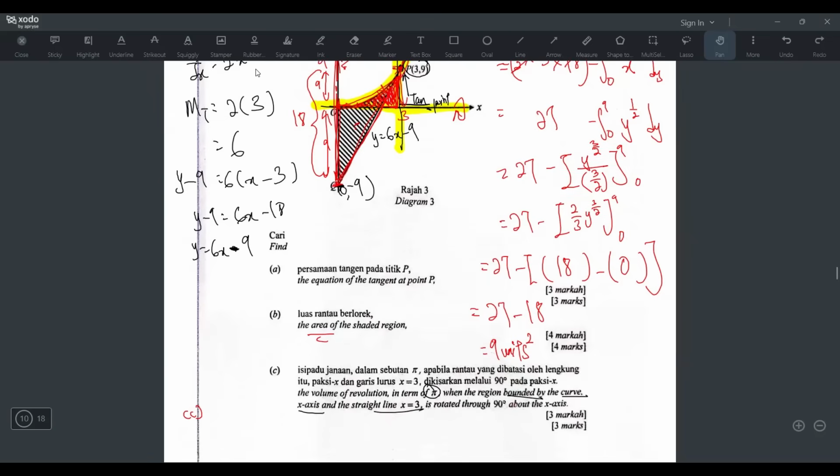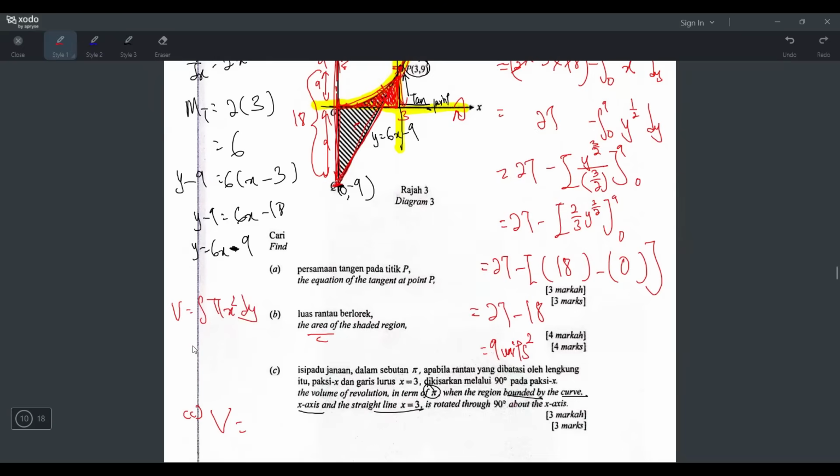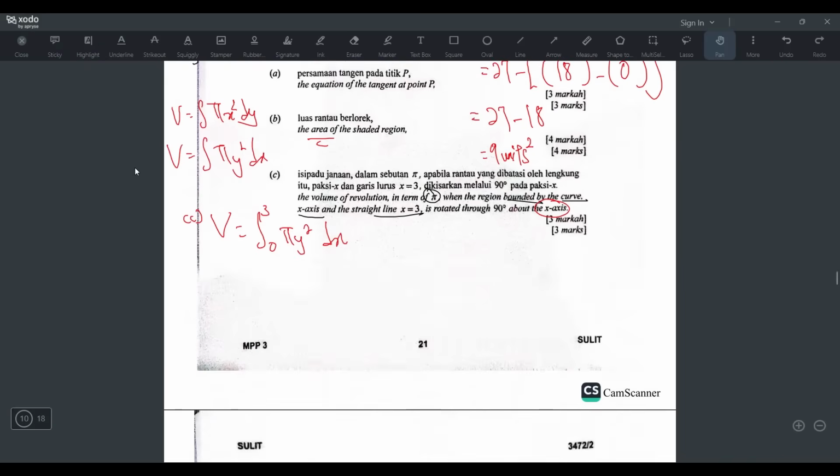So I will write the working now. The volume formula is integrate. For dy it becomes pi x square, but if it's dx here it will be pi y square. But this one you rotate about the x-axis, so it should be integrate dx, and then this will be pi y square, and the limits will be from 0 to 3. Yeah, this is how we do it. And you don't have to minus anything. No need, because this region is already between the curve and the x-axis, and this line is already a vertical, straight line.